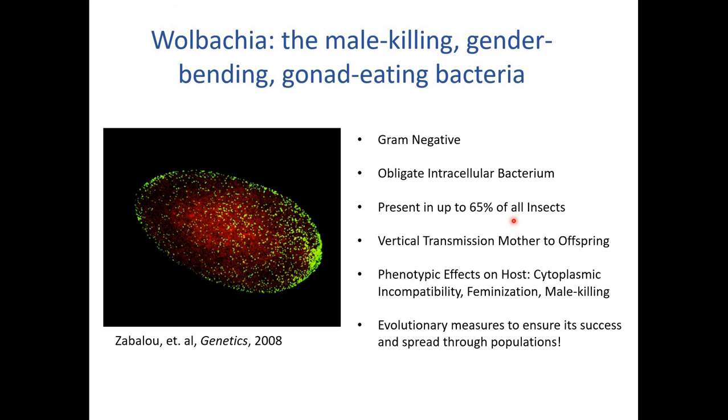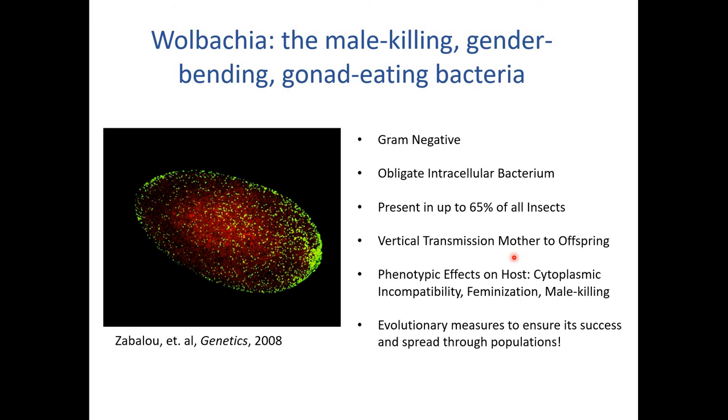So it's transovarial transmission. And in order to ensure its spread, it can have a number of interesting phenotypic effects on its hosts. These include cytoplasmic incompatibility, feminization, and male killing. So why would it want to do these things? It's because it's transmitted from mother to offspring.